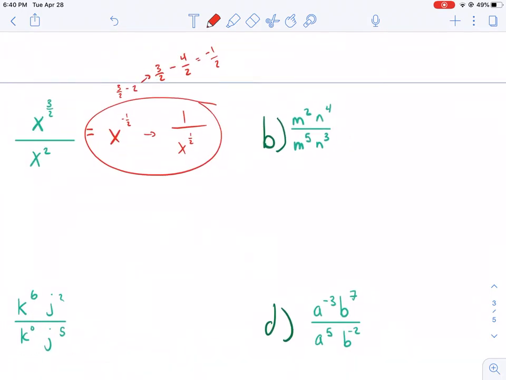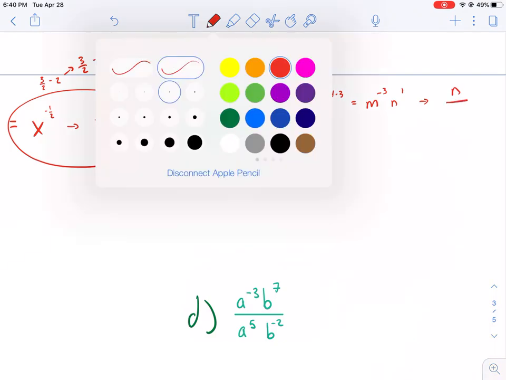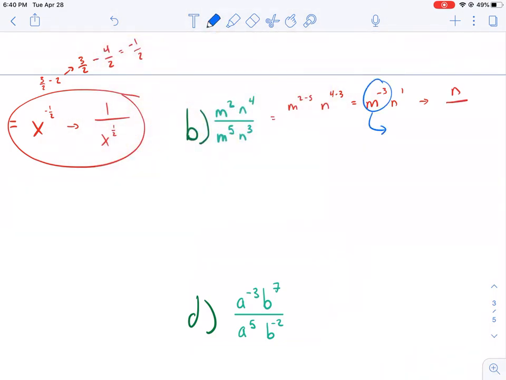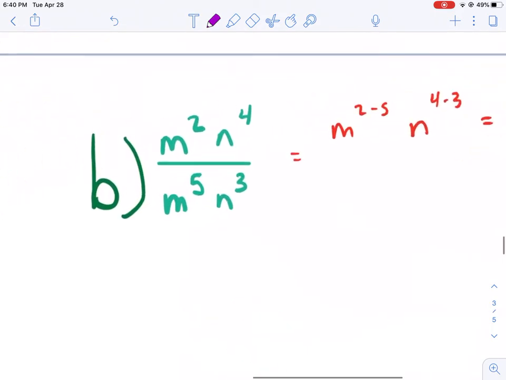Now we have a problem here where we could, this is the way I just showed you, do 5 to the 2 minus 5 times n to the 4 minus 3. And you get m to the -3 times n to the +1. And if you wanted to write it as positive exponents, you could have n on the top. In order to make the m a positive exponent, you need to move it to the bottom of a fraction like that. The way I like to do it, though, personally, is I do it like this.